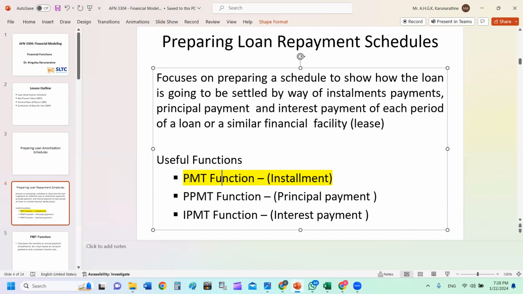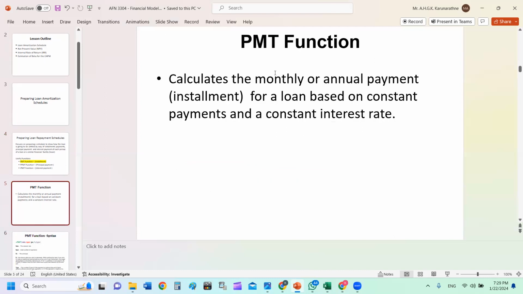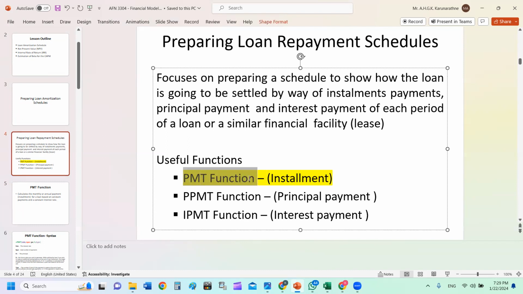These principal payment and interest payment can easily be computed using ordinary Excel functions. But payment installment computation, it's very convenient to compute with the PMT function. We'll see how to do this, right? Okay, this is a PMT function. So we'll discuss accordingly the PMT function, right?